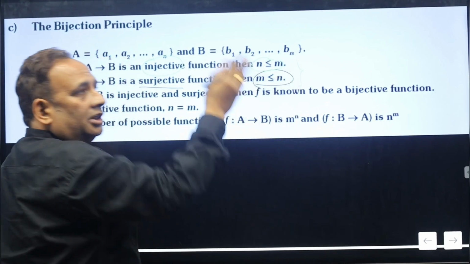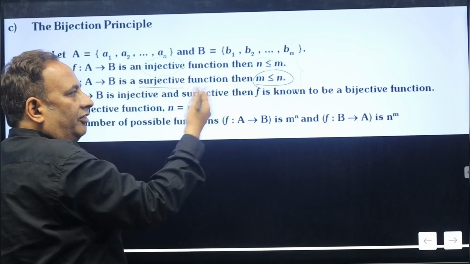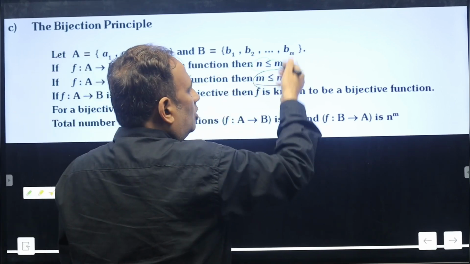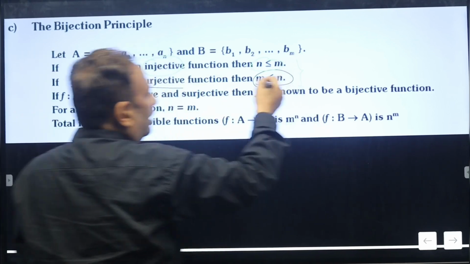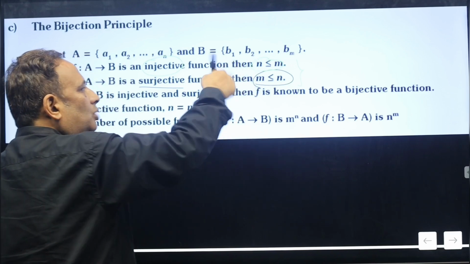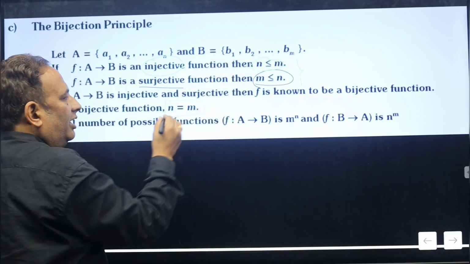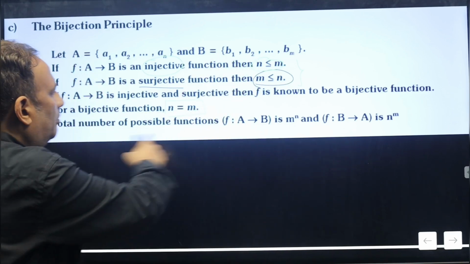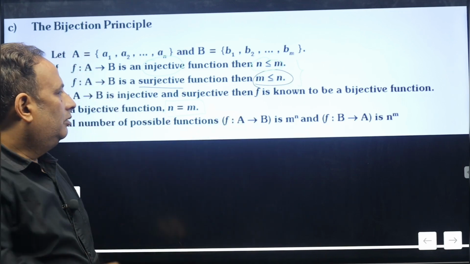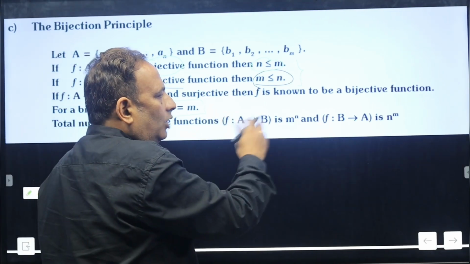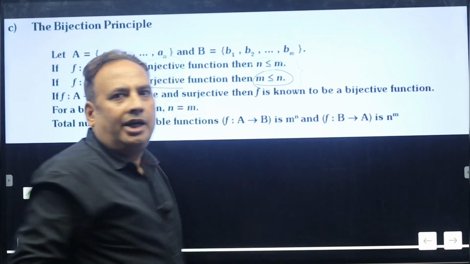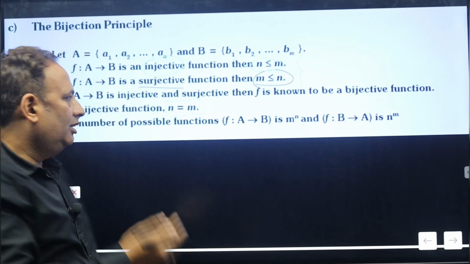Again, in the definition also we are using the common word "and", that is the common here, right? This and this, both cases together, we have to find out. So this is the case when n equals m. The total number of functions from A to B is m to the power n, and from B to A is n to the power m, that you all know well here.